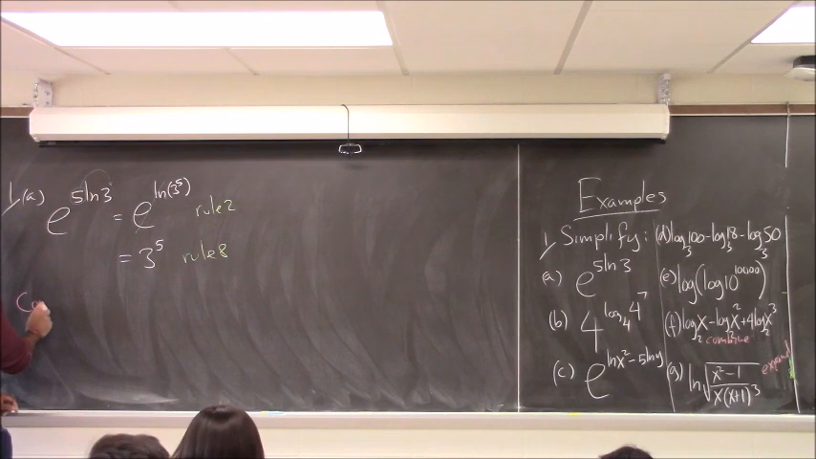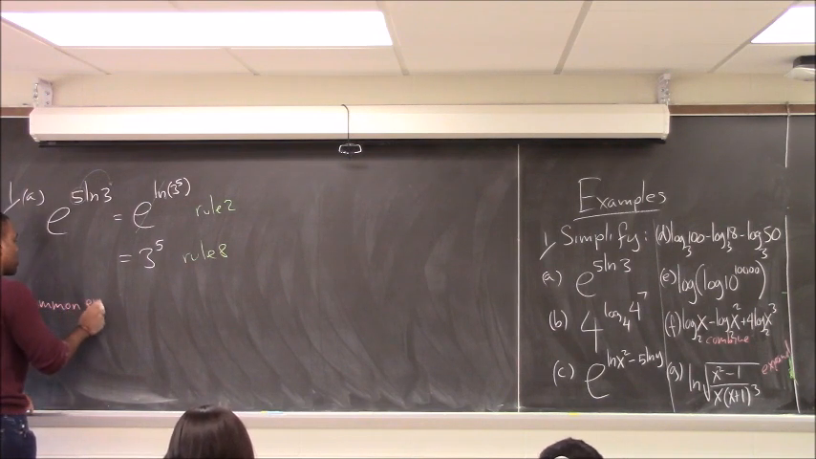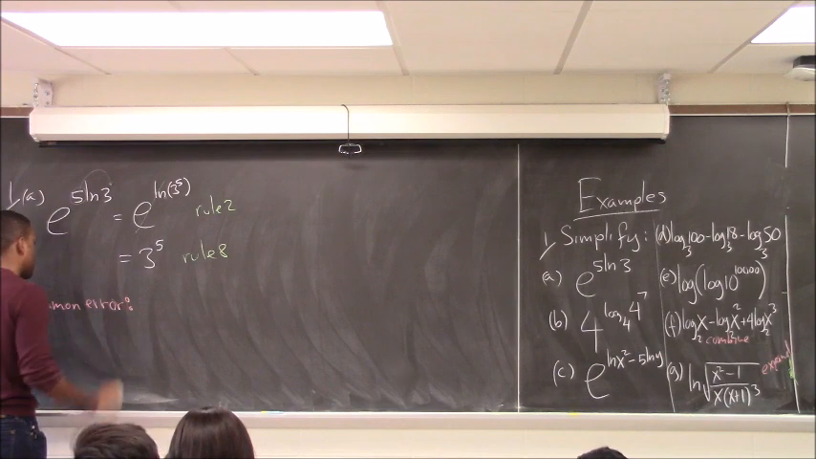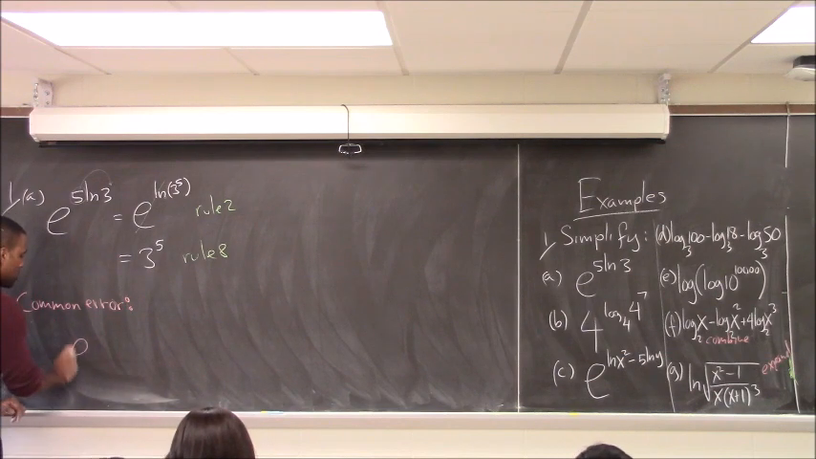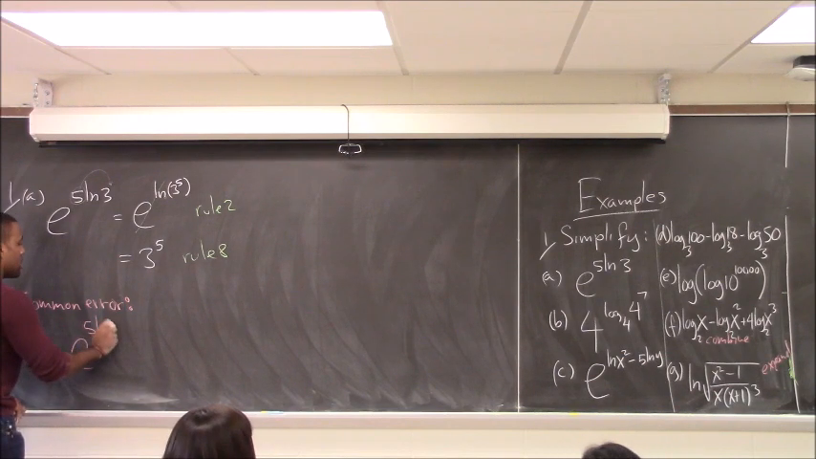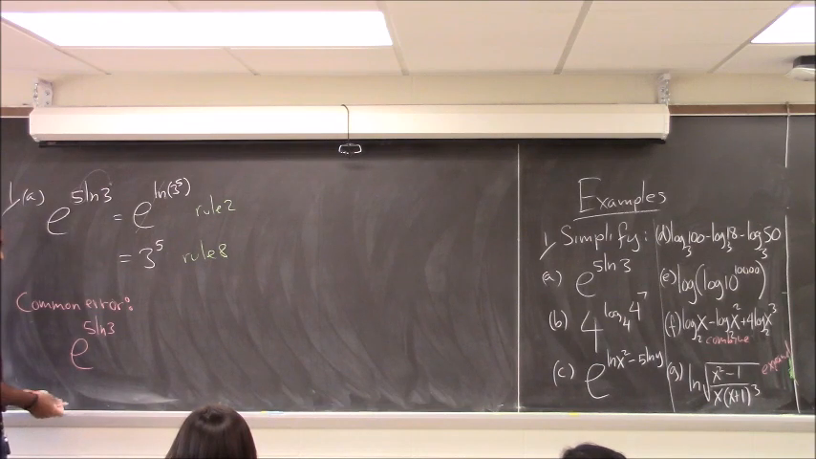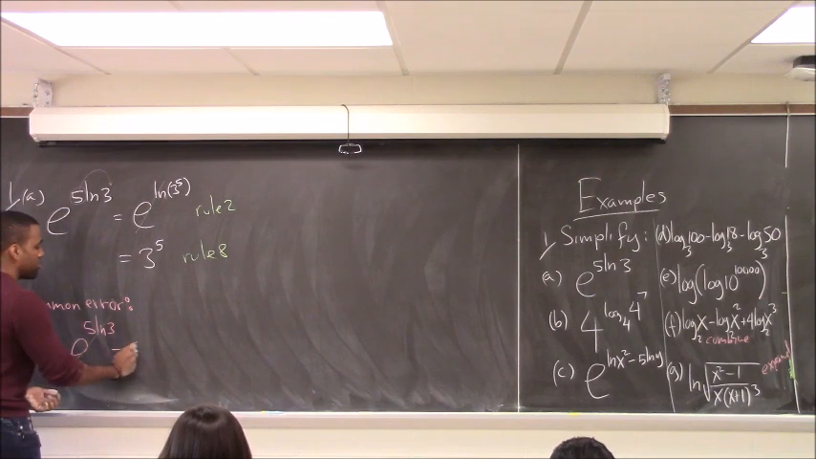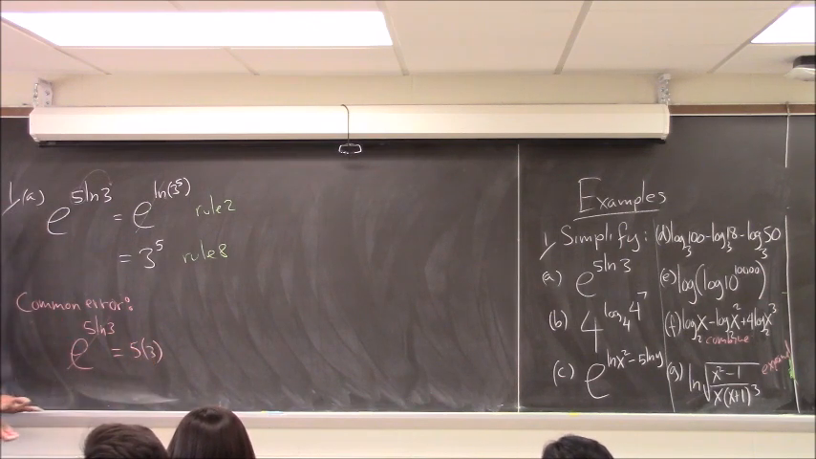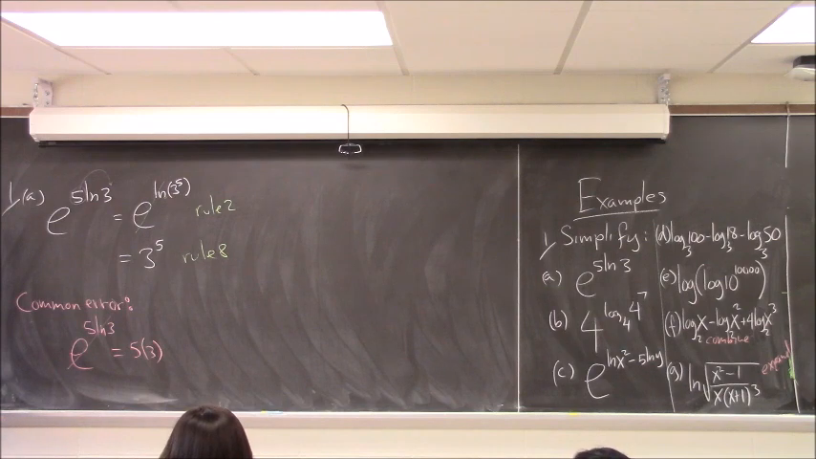Common errors. Happens all the time, don't let it happen to you. Someone saw e to the 5 ln 3. They're all excited about the fact that e's and ln's will cancel each other. So they decide to do it prematurely and write this as 5 times 3. This is incorrect. Why? Because you have to remember the rule exactly.